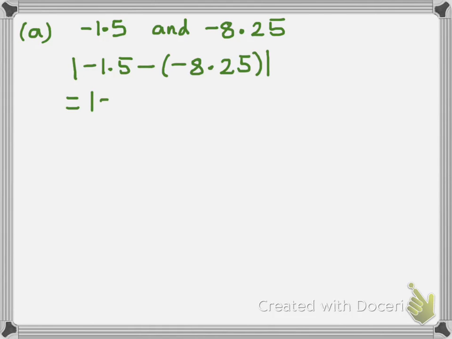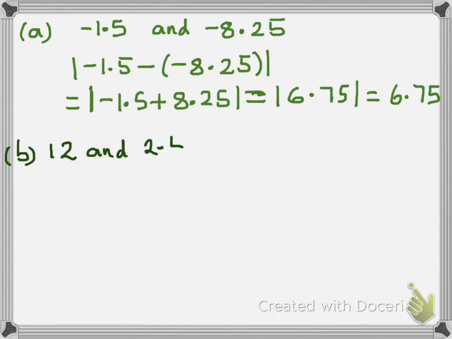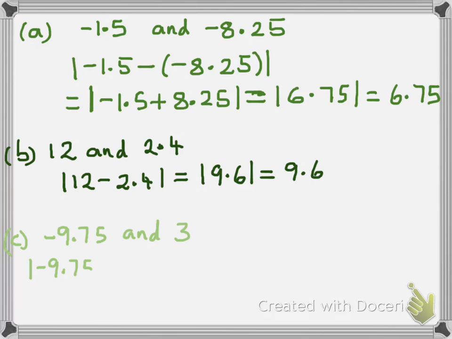For the first one, the distance between -1.5 and -8.25 you can define as the absolute value of -1.5 minus -8.25, and if you compute the numbers, you will find that that will be the absolute value of negative 1.5 plus 8.25, which gives you the absolute value of 6.75, and your result is 6.75. Similarly, for B, the distance between 12 and 2.4 is the absolute value of 12 minus 2.4, which is the same thing as the absolute value of 9.6, and your result is 9.6.